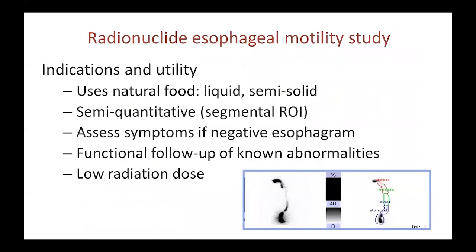The indications for a radionuclide esophageal motility study include assessing symptoms if there's a negative esophagram telling us there's no anatomic lesion. It's sometimes used for functional follow-up of a known abnormality such as achalasia and provides a low radiation dose. We use a natural food, either liquid or semi-solid, and the study is semi-quantitative.